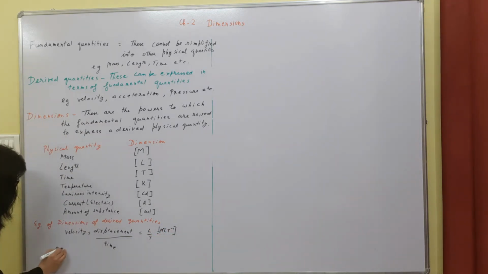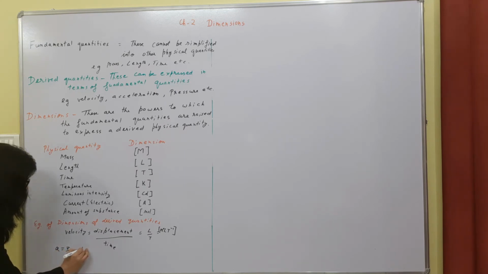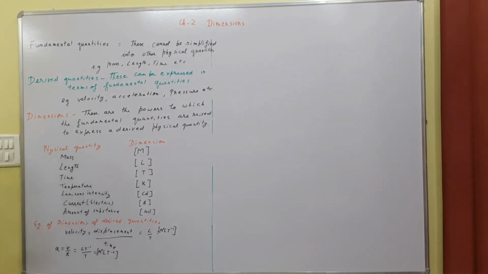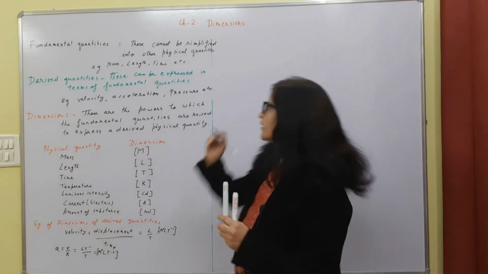Similarly, acceleration is velocity upon time. So this is L T minus 1 upon T. So this is L T minus 2. And if you want to write with mass, so M will be 0. So this is acceleration.